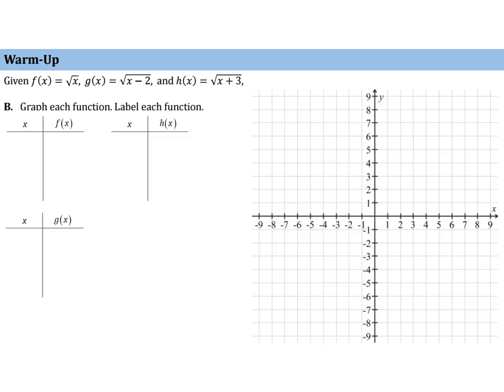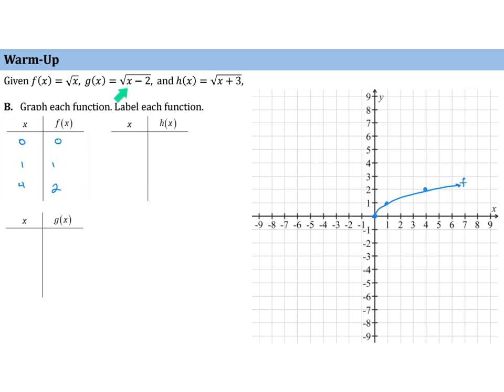So what we will do is take our guide points for f of x, which are 0, 1, and 4, yielding 0, 1, and 2. And of course we know that that graph looks like this. Now that is f. Now the question is how will we graph g and h? So let's start with g.